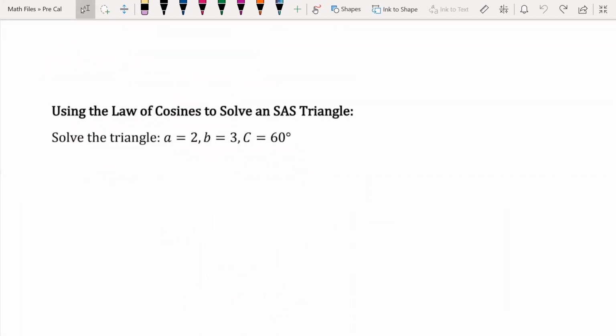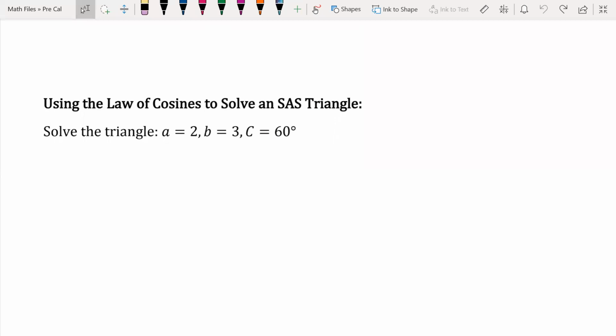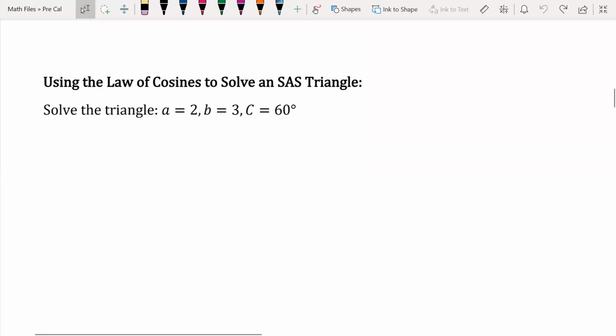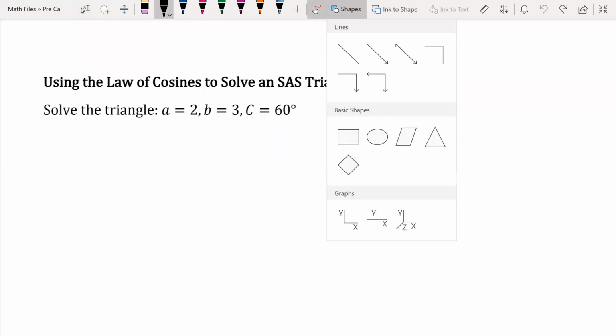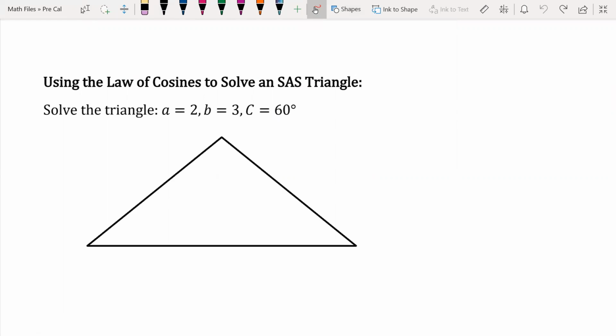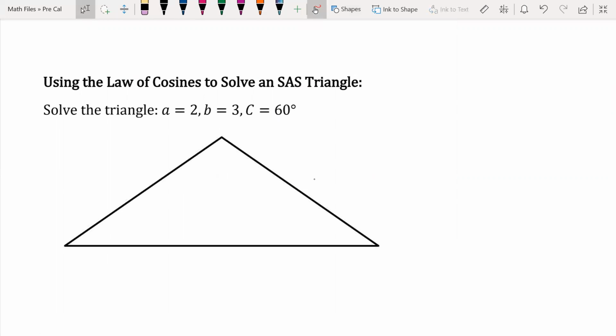Here we go. Use the law of cosines to solve a side angle side triangle. Here we are given side A is 2, B is 3, C is 60 degrees. Okay. Let's draw my triangle. All right. So side A, we don't know angle A. We don't know angle B. We know angle C is 60. And then side A is 2, side B is 3, and we're going to look for side C.